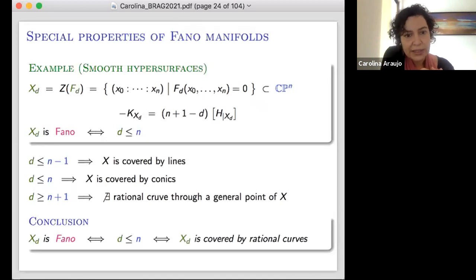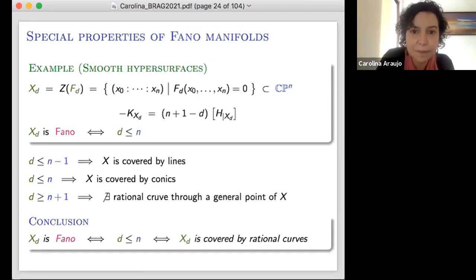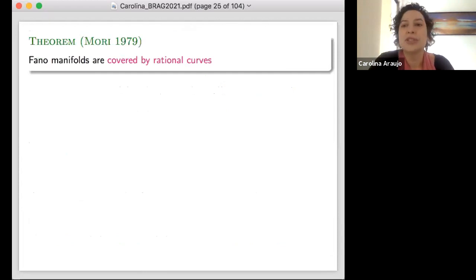Okay, so this is the first special geometric property of Fano manifolds that I want to discuss. And what we will be interested in later on are generalizations of this condition. So under which conditions, for instance, could we conclude that a variety is covered by rational surfaces? But okay, let's discuss this later. For now, let me just say that this is a general property of Fano manifolds.